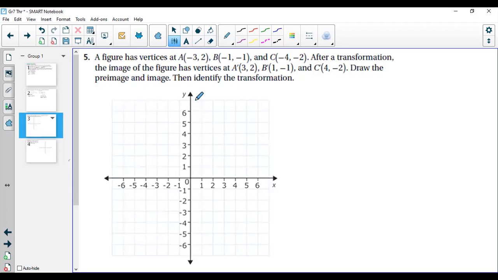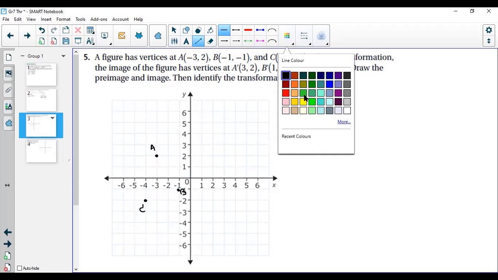So for the pre-image, A is negative 3 and 2, negative 3 and 2. B is negative 1 and 1, negative 1 and negative 1. So it's B here. Let me write down A, B, and C is negative 4 and negative 2. So it is here. So this is C prime. So let's join them. Now for joining, I will use another color.